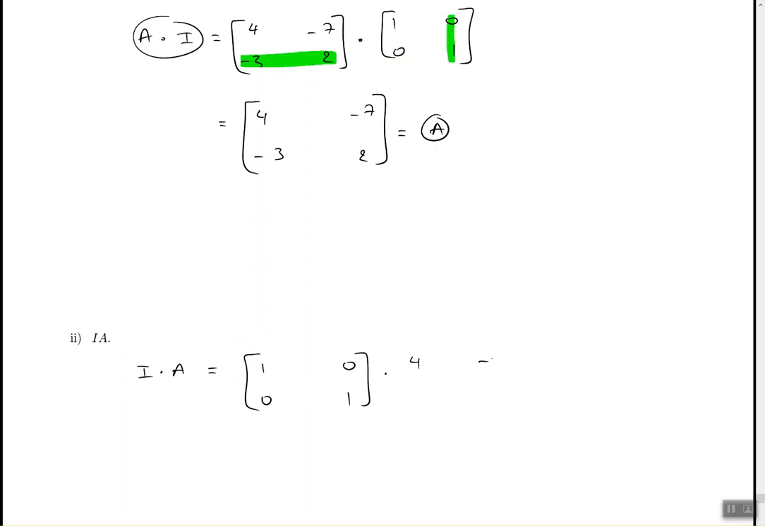So in this case, if I do 4, -7 and -3 and 2, if I multiply these two matrices, again, I'm going to get 4, -7, -3 and 2. So again, this is equal to the original matrix A that was written over here. So again, we know that identity does not change the product. It's kind of like the 1. If you multiply 1 by any other random number, you get the original number back. Same thing with the identity matrix. If you multiply by any other matrix, you get the other matrix back.